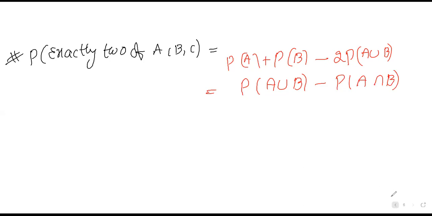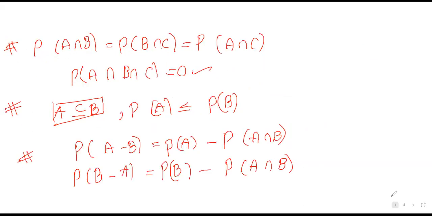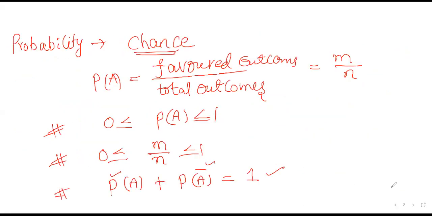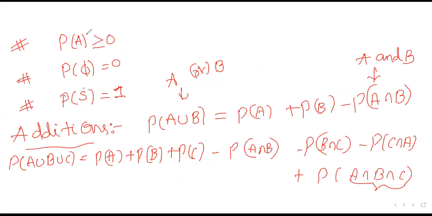Okay. So once again I'll repeat, just to remind the things. The definition of probability is nothing but getting a chance out of total outcomes. So if total outcomes are n and favored outcomes are m, I can write it as m by n. That m by n is always greater than or equal to 0 and less than or equal to 1. The probability that an event occurs plus the probability that it does not occur always sums to 1. Then the probability of an event is always greater than or equal to 0. The probability of null is 0. Then the probability of the total sample space is always 1.